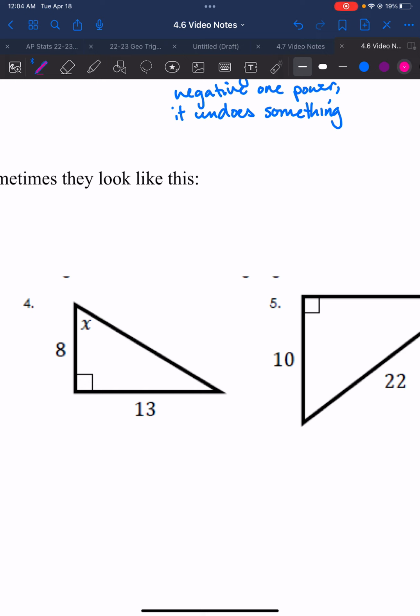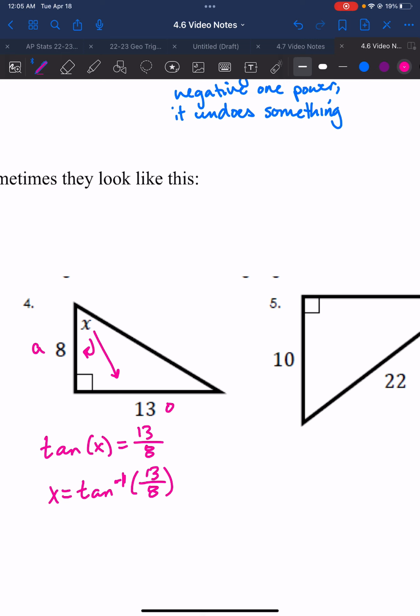It's the same thing we were doing before. We are given the opposite and the adjacent. So, opposite and adjacent, that's tangent. So the tangent of x equals 13 over 8. Or x equals arctangent of 13 over 8.